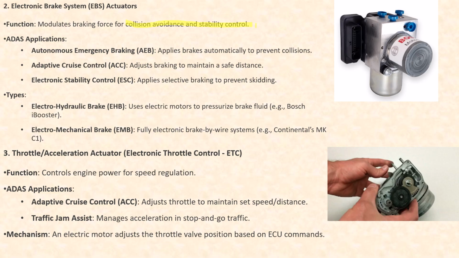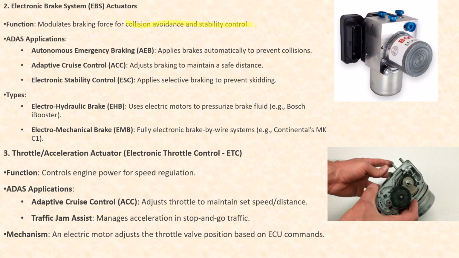Alright, now what are the various ADAS applications? Autonomous emergency braking is very important. Adaptive cruise control adjusts the distance to maintain a safe distance by decelerating and braking the vehicle, so in adaptive cruise control also it is very important. And in electronic stability control, it applies selective braking to prevent skidding.